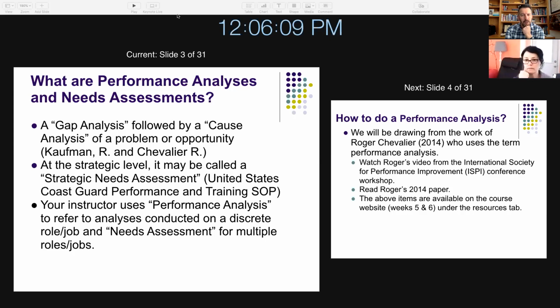However, I'll accept either. And I like to distinguish it, like I said before, based on the level that you're looking at the problem from. If you're looking at it from a strategic level of an organization, you can also add the word strategic in front of needs assessment, and it can be a strategic needs assessment, which is a term that I was very familiar with when I was in the Coast Guard, because that's what we called it in the Coast Guard.